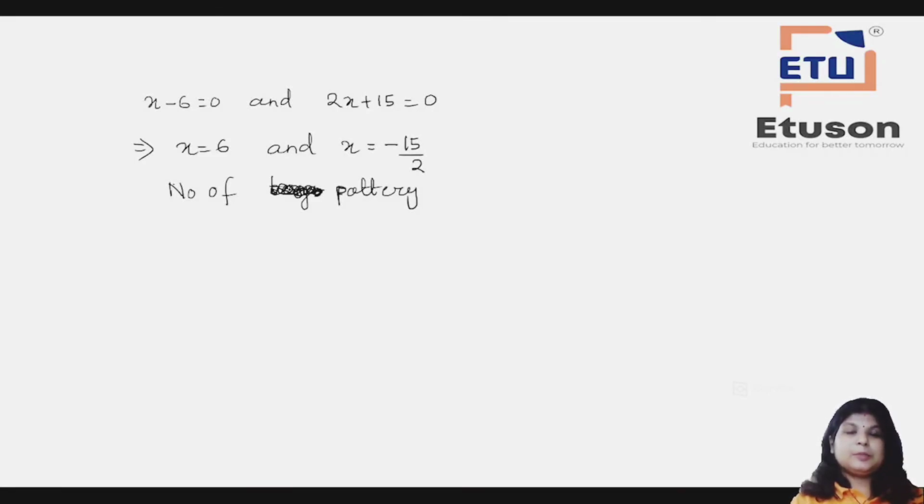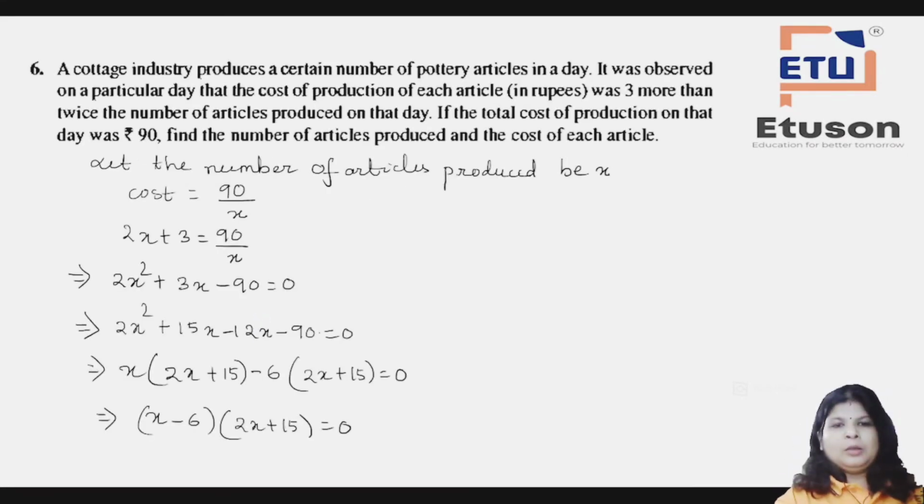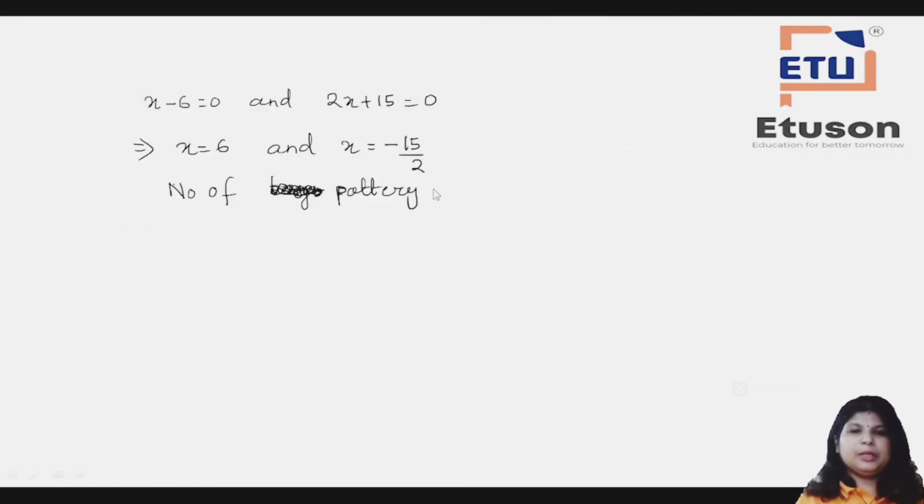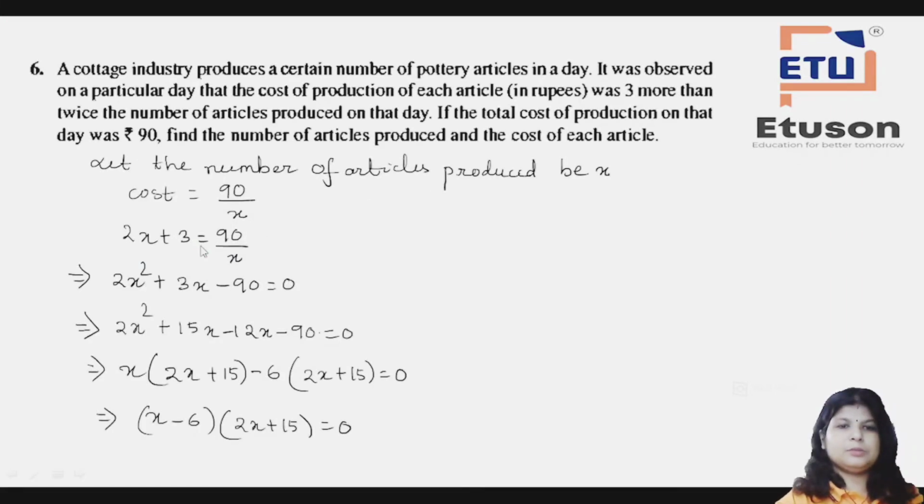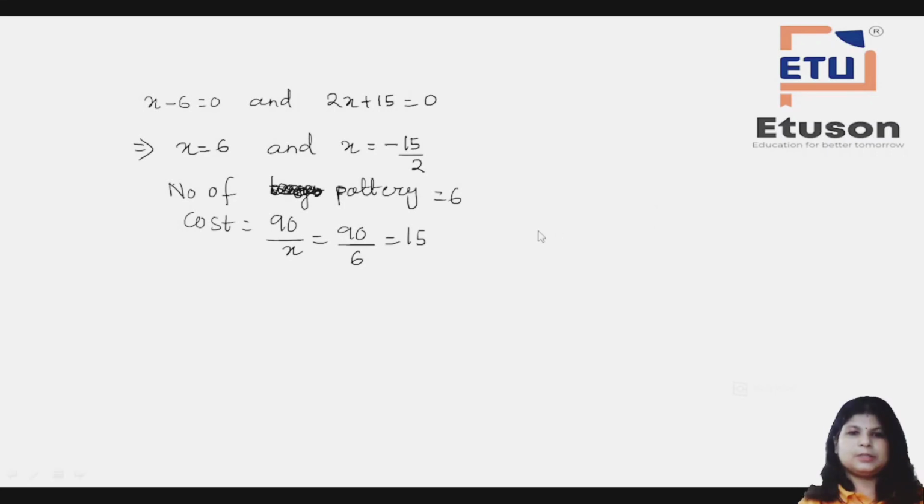So don't mind, I just wrote toys, it is number of pottery items. So number of pottery articles is your 6, and the cost will be how much? The cost will be 90 divided by x. So 90 divided by 6, how much? 15. Okay, so the question was to find the number of articles and the cost of each article. So we have now obtained our answer. So number of pottery articles is 6 and your cost is rupees 15.